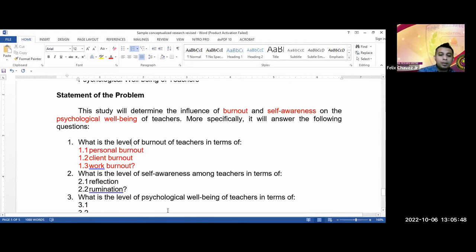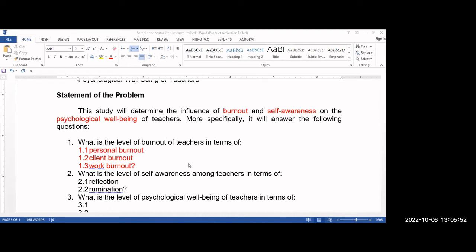And then that is for the first independent variable. While these indicators 1.1, 1.2, 1.3, like personal burnout, work burnout, client burnout, these are the dimensions of burnout. So where can we find this one? You have to place the indicators based on the questionnaire that you are utilizing, the adapted questionnaire. Do not make your own indicator.